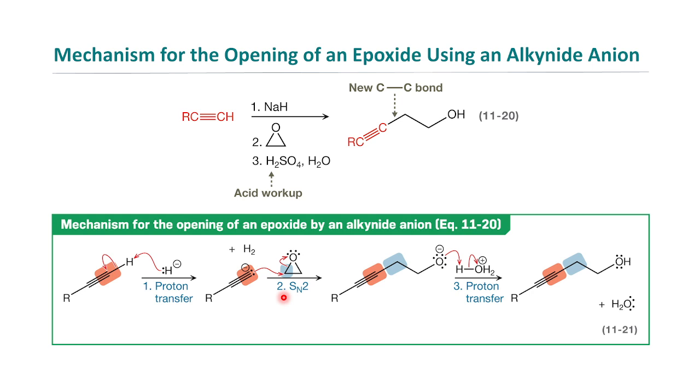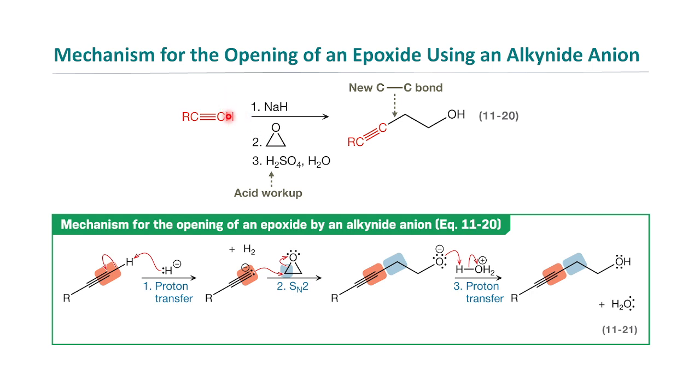So let's go ahead and talk about some of the other mechanisms for opening up these epoxides. We can use an alkanide anion. So the first step, we need to generate an alkanide anion, and that's with a very, very powerful base. In this case, again, sodium hydride, which is the most common one we use because it generates H2 gas. And then we go ahead and put our epoxide in once we have that alkanide.